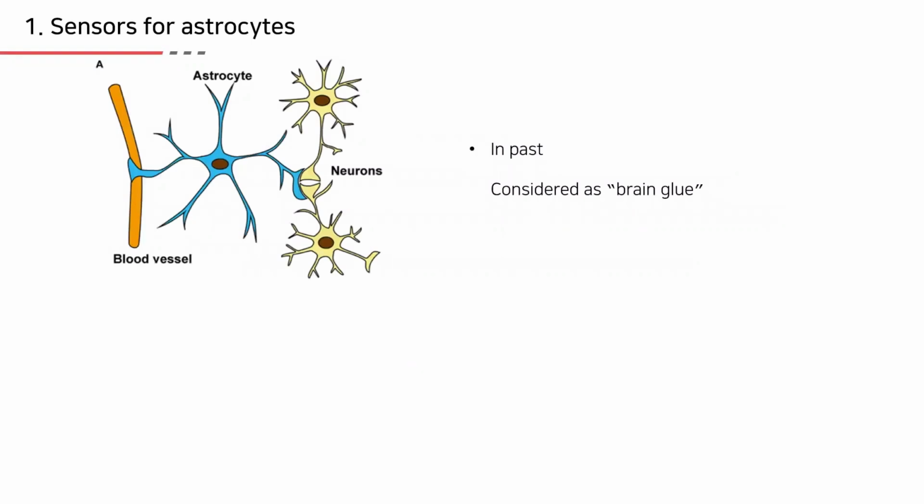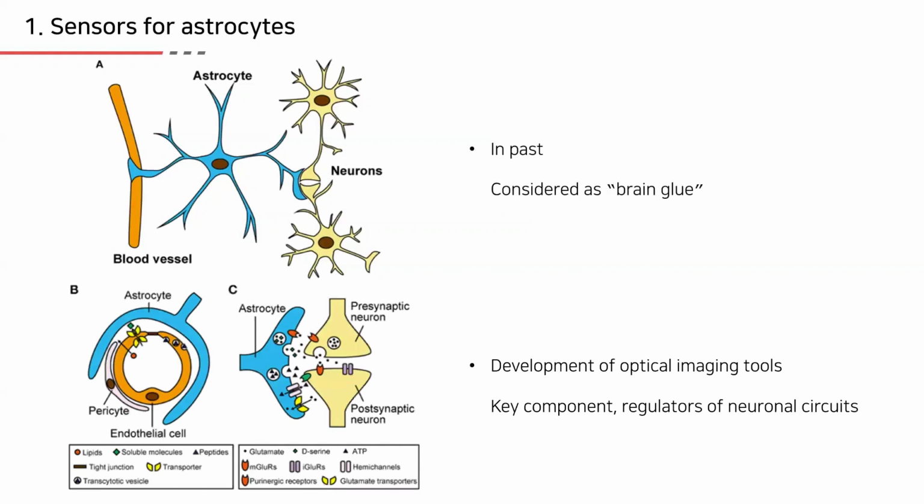Astrocytes are one of the major non-neuronal cell types in the mammalian central nervous system, and they were thought to be electrically silent. Thus, traditionally, astrocytes were considered as brain glue or just support cells. But the development of new optical imaging tools, such as organic ion-sensitive dye and genetically encoded biosensors, has led to a dramatic change of this thought, and people began to consider astrocytes as key components and regulators of neuronal circuits.